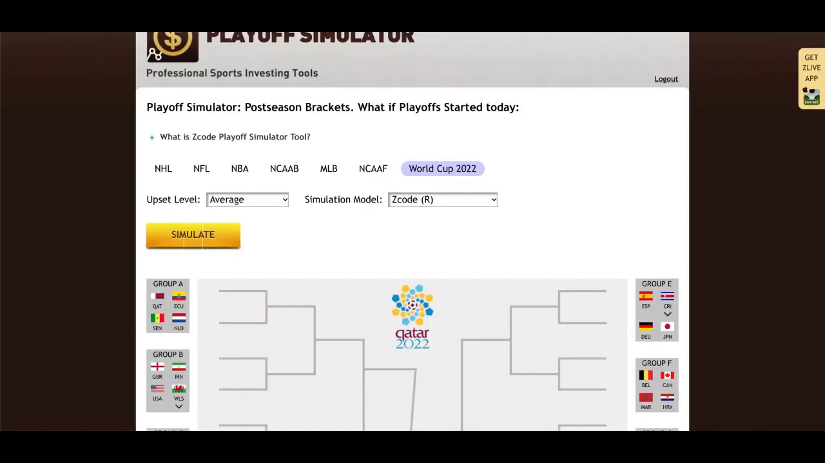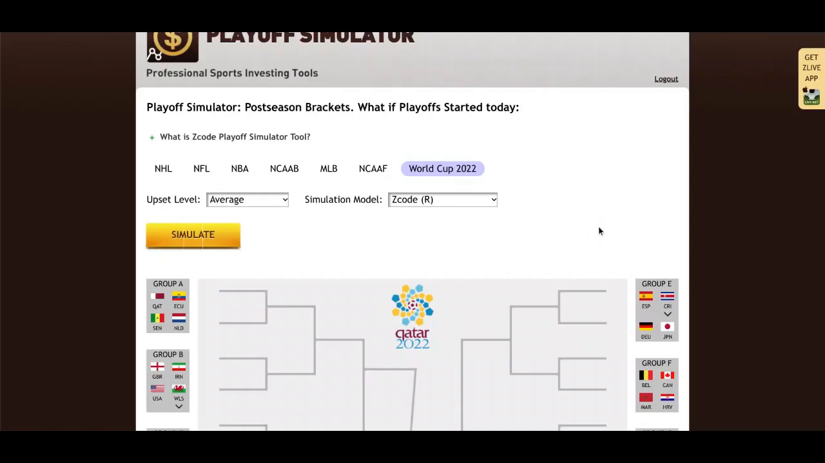Now, the playoff simulator uses lots of different data points to come up with these selections. So we have data working on our behalf to benefit us here in the Z Code System playoff simulator.